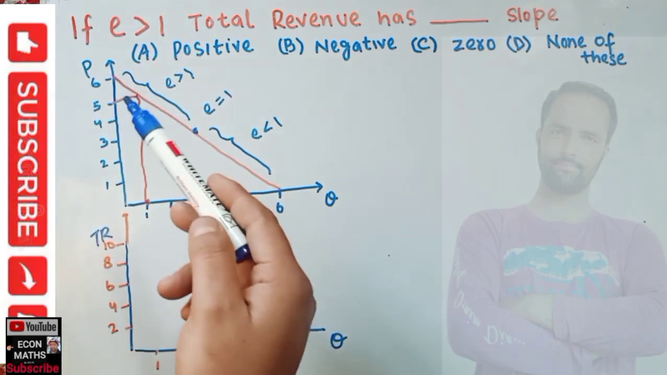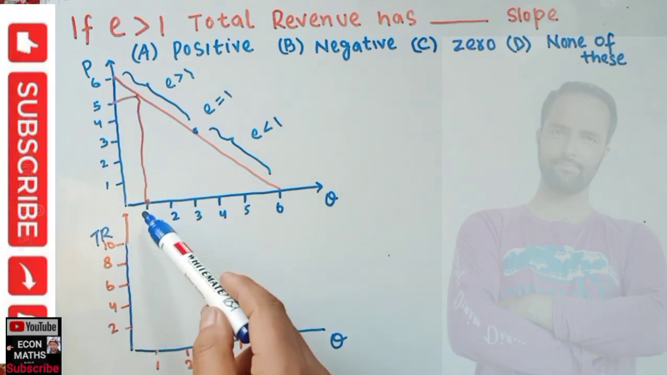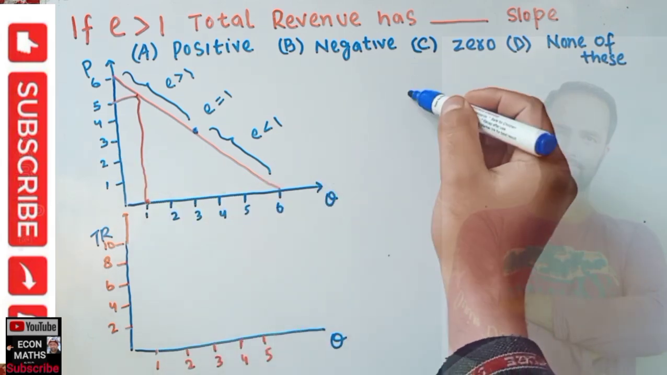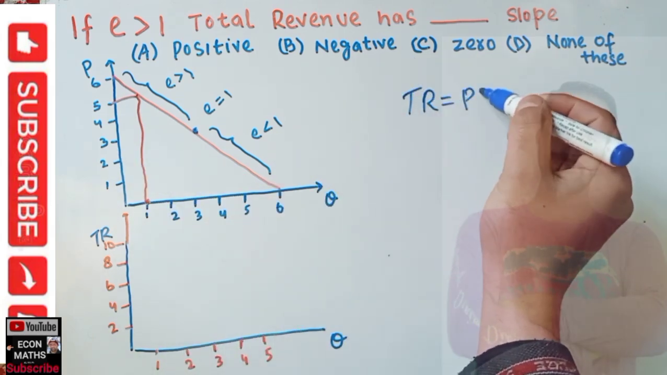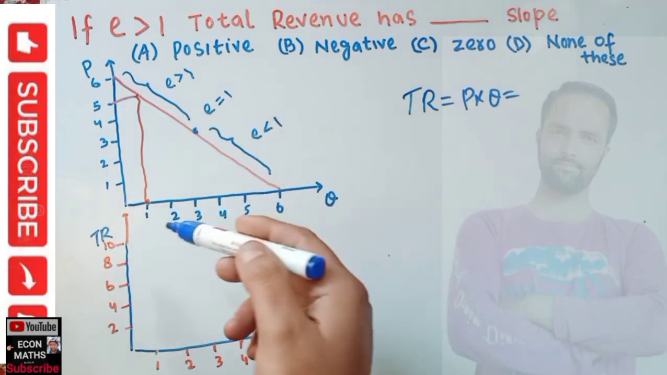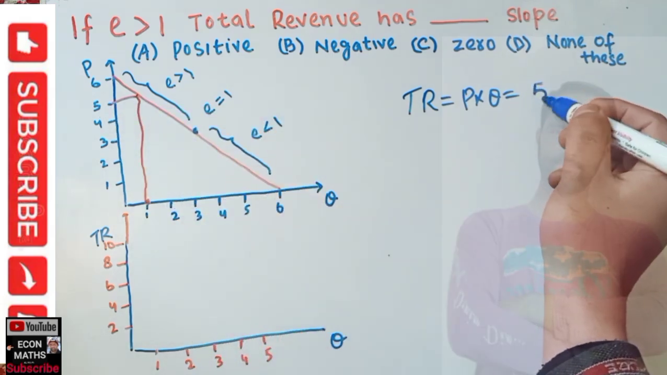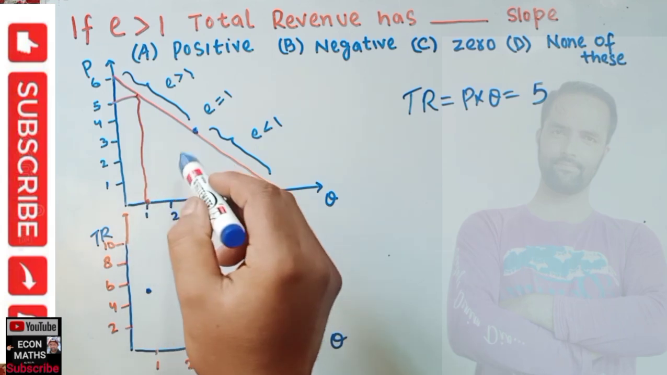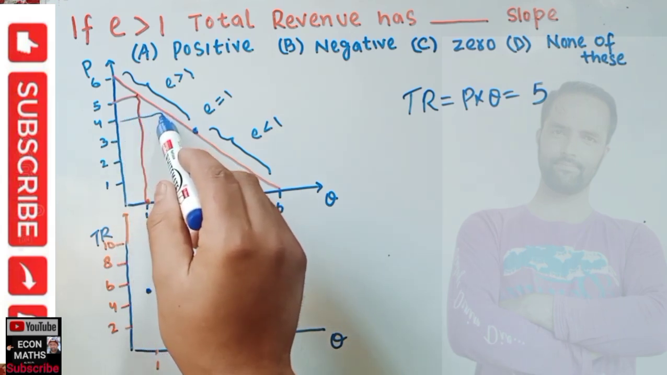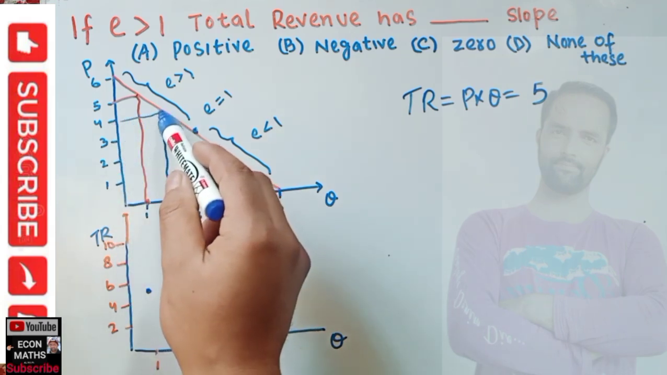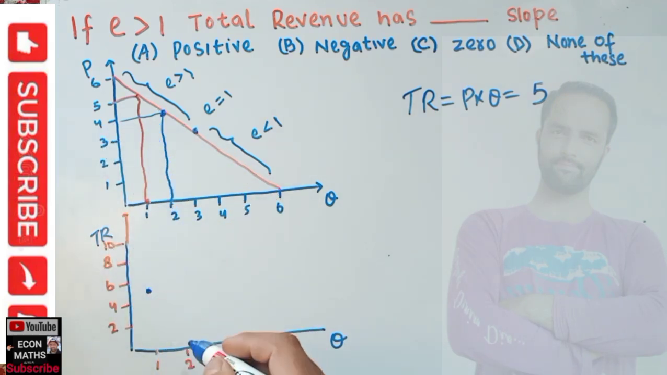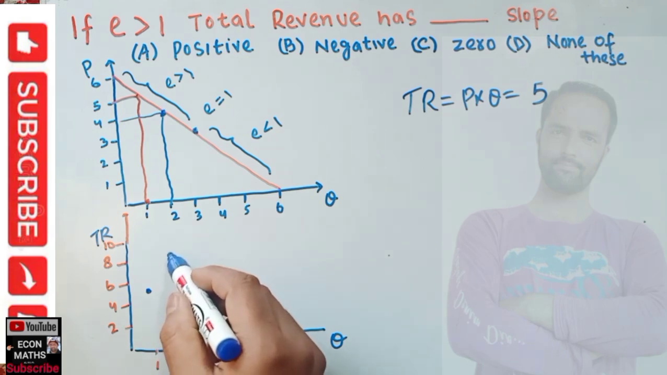So let us say when price is 5, quantity demanded is 1, that means total revenue is 5 into 1. Total revenue is simply price into quantity. So at this point we have 5 into 1, so our revenue is 5. Let me write it here. Now when price falls to 4, quantity demanded increases to 2. What is the total revenue at this point? Again price into quantity, 4 twos are 8, so we have another point which will lie here.